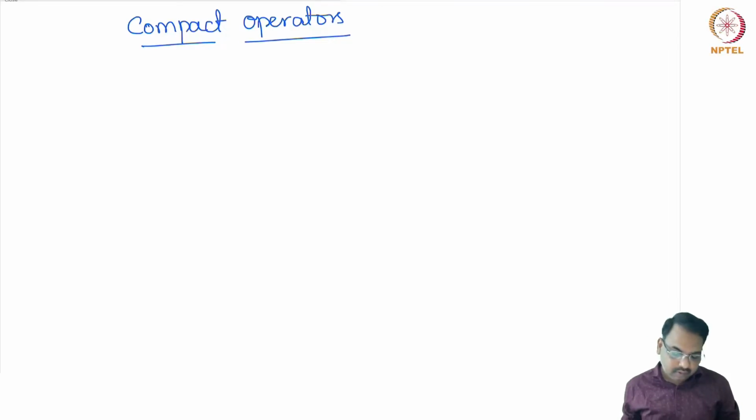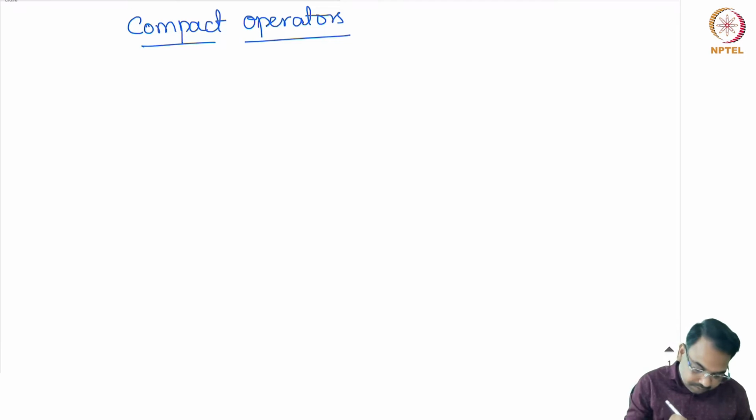Hi everyone. In the last few lectures, we have discussed the spectrum of an operator and some examples and properties of the spectrum. From now onwards, we are going to discuss representation of operators. So today we are going to start with a special class of bounded operators, namely the compact operators.